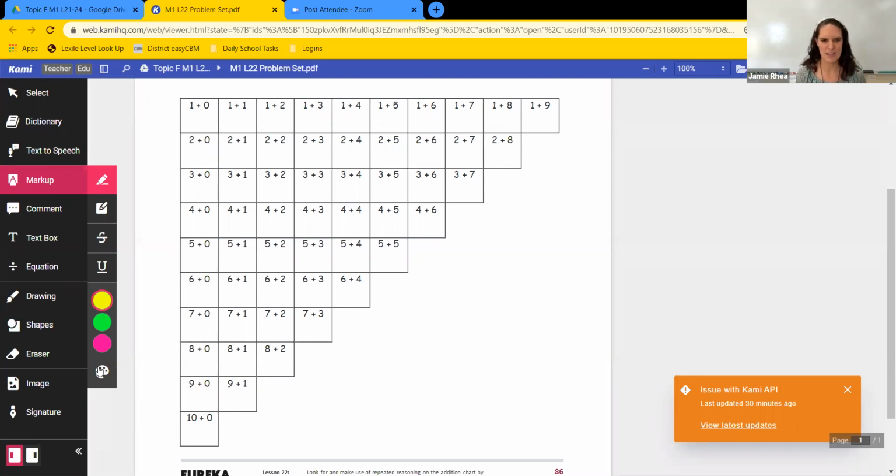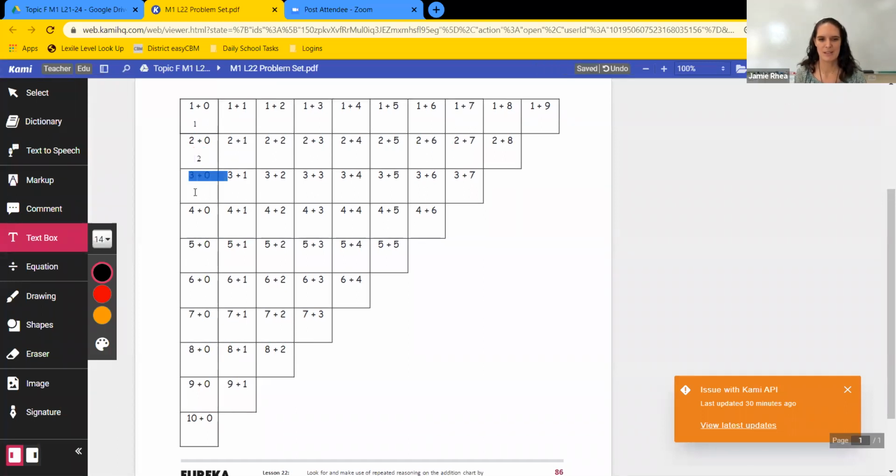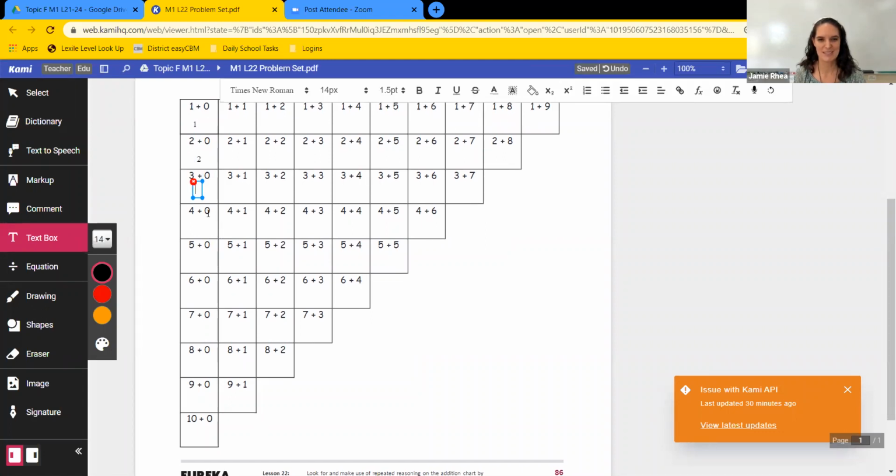So let's solve these. And then we're going to do something a little different, okay? So let's solve them. What is 1 plus 0? And I'm actually going to put a text box in there. 1 plus 0 is 1. Good. Okay, what's 2 plus 0? 2. Well, this is not as easy as it looks, is it? There we go. 3 plus 0, 3. 4 plus 0, 4.